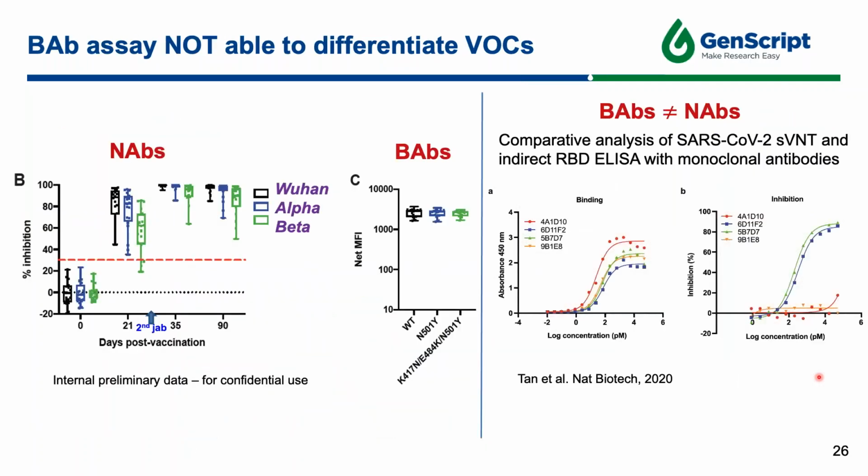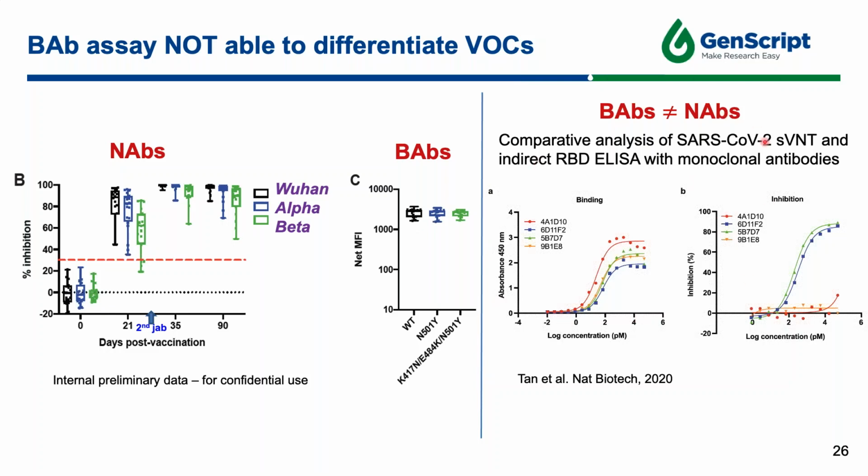So the next question you may have is whether a binding antibody assay can differentiate between the variants of concern. As shown in this comparative study, the SVNT showed a lower level of inhibitory effect against the alpha and beta variants, while the binding antibody assay does not show any difference when tested with the variant RBDs. This means that a very high binding antibody level can actually give a false signal that suggests high protection, while in reality, the functional immunity against the variant may have dropped significantly.